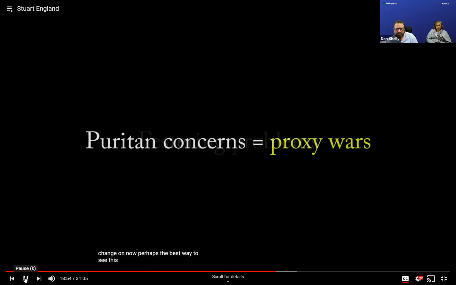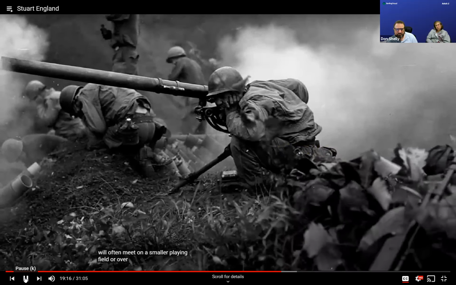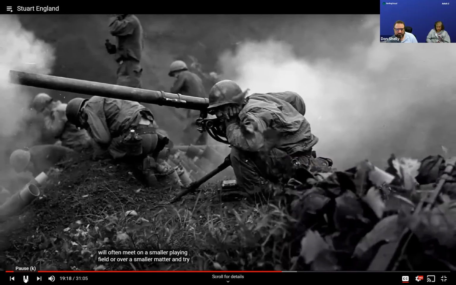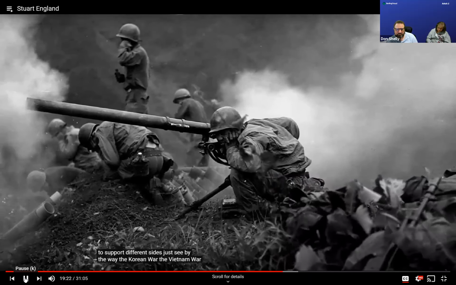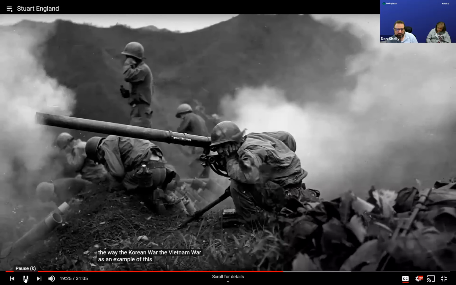Now, perhaps the best way to see this, before I give you some of these elements that they hope to change, is that these are proxy wars. A proxy war, you might know from modern politics, is whenever two behemoth countries want to go to war, but they don't really want to go into total war against one another, so they will often meet on a smaller playing field or over a smaller matter and try to support different sides. Just see, by the way, the Korean War or the Vietnam War as an example of this.